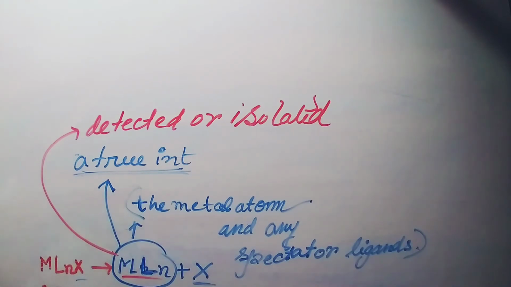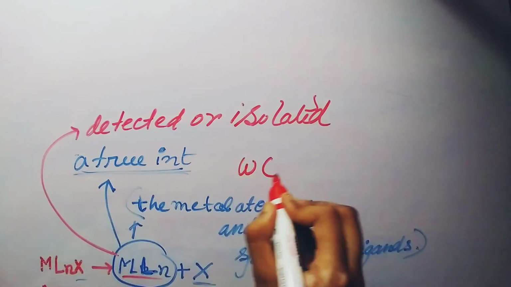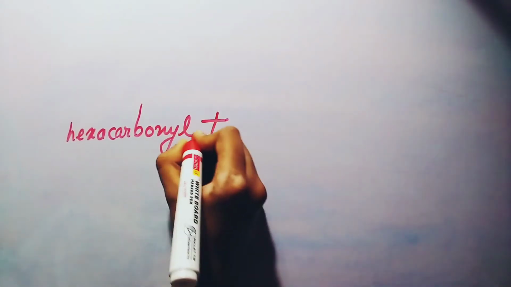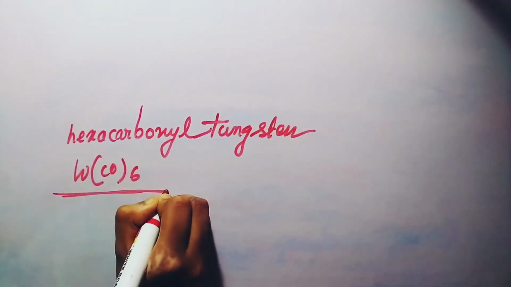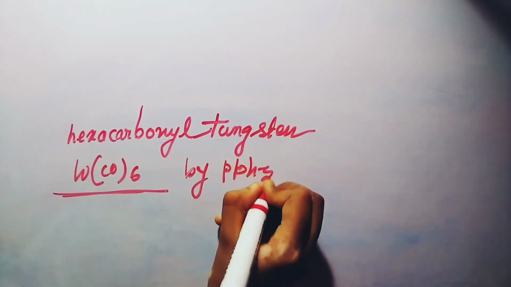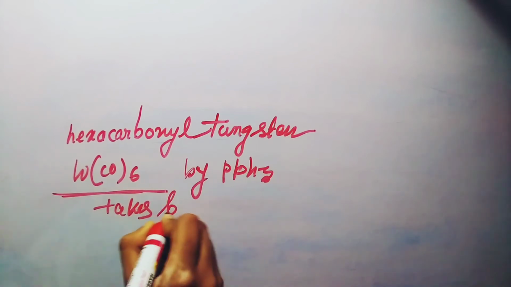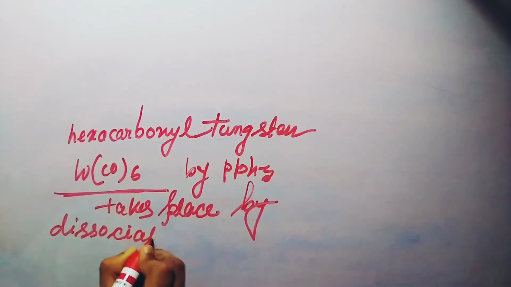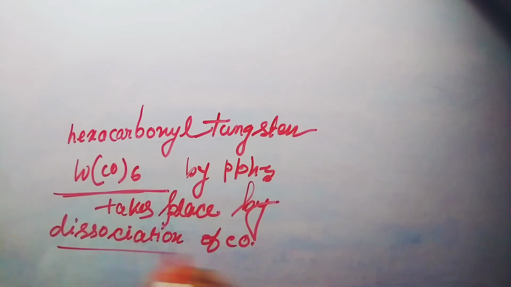Okay. So I'm going to give a brief illustration. What will be the substitution of hexacarbonyl tungsten? So what will be the structure of hexacarbonyl tungsten? Hexacarbonyl tungsten, W(CO)6, by phosphine takes place by dissociation of CO. Okay, by dissociation.